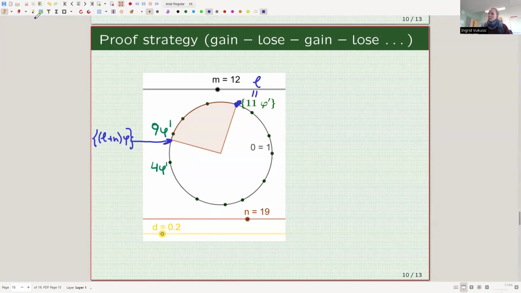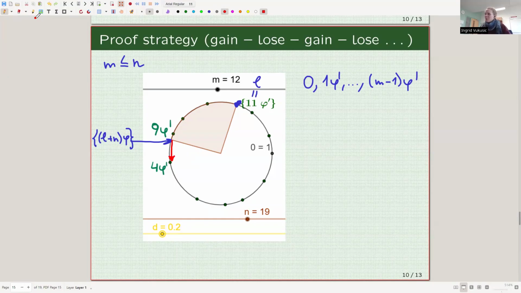And this point, of course, is not in our collection of points. The collection of points is 0, 1 phi prime, up to m minus 1 phi prime. It's not in here because L plus n is larger. We said that n is the larger number. So what I want you to do is find the next closest point in moving direction.